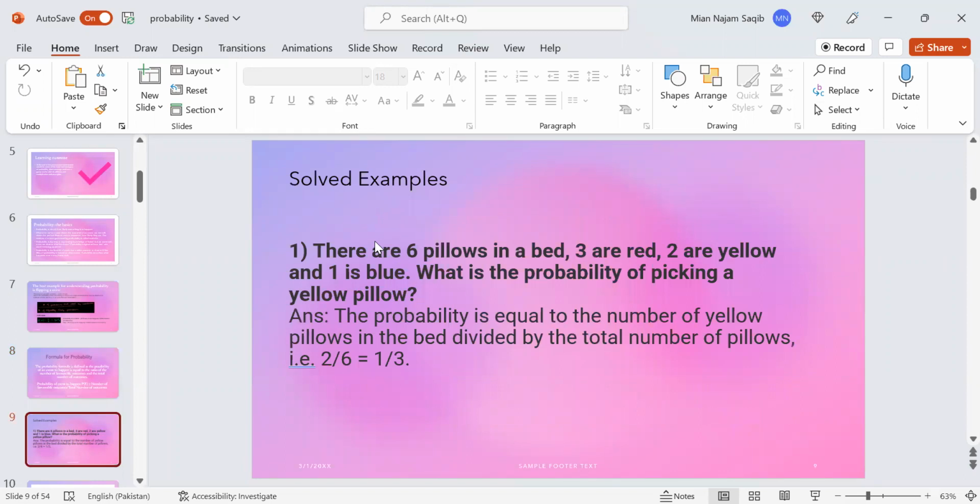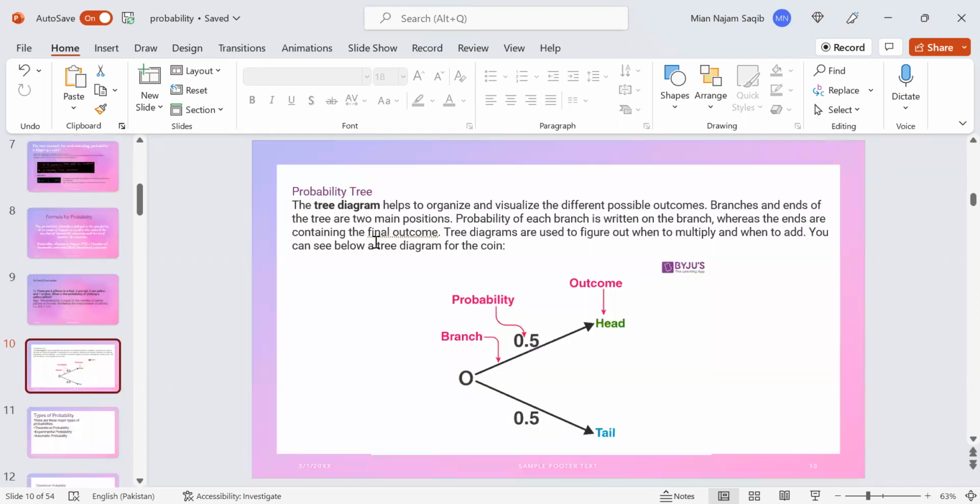An example of probability: there are 6 pillows on a bed. 3 are red, 2 are yellow, and 1 is blue. What is the probability of picking a yellow pillow? The probability is equal to the yellow pillows on the bed divided by the total number of pillows, which is 2/6 or 1/3.